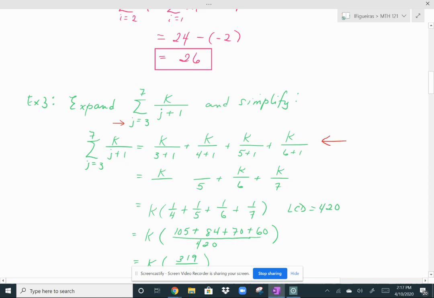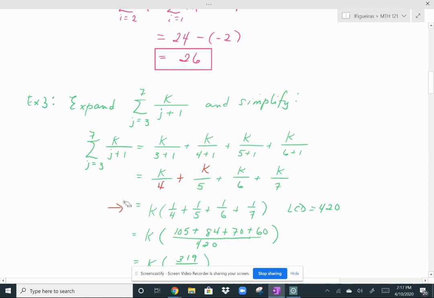So when you expand it, you get this line right here. I have k over 3 plus 1 plus k over 4 plus 1 plus k over 5 plus 1 and k over 6 plus 1. So when you simplify that line, you get k over 4 plus k over 5 plus k over 6 plus k over 7. So since k is a common factor among these four terms, I factor it out here. And so I'm left with k times 1/4 plus 1/5 plus 1/6 plus 1/7.